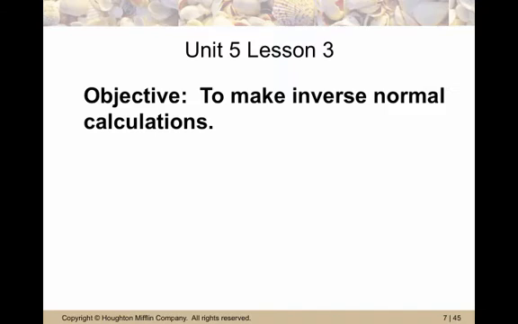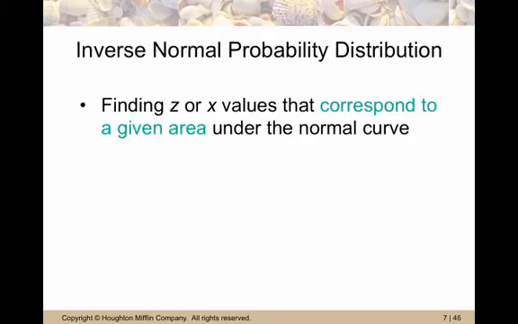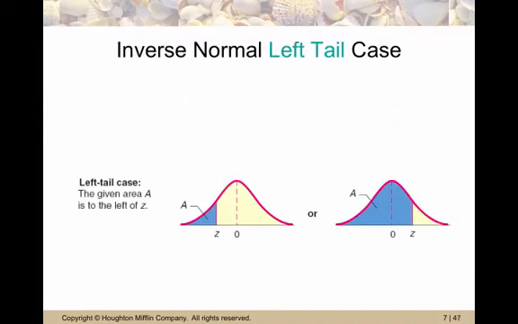Today we're going to make inverse normal calculations. So this means we're going to be finding z or x values that correspond to a given area under the normal curve. The left tail case is going to be the easiest case for us, whether you want to use the table or your calculator. Left tail is going to be the most direct case for us.